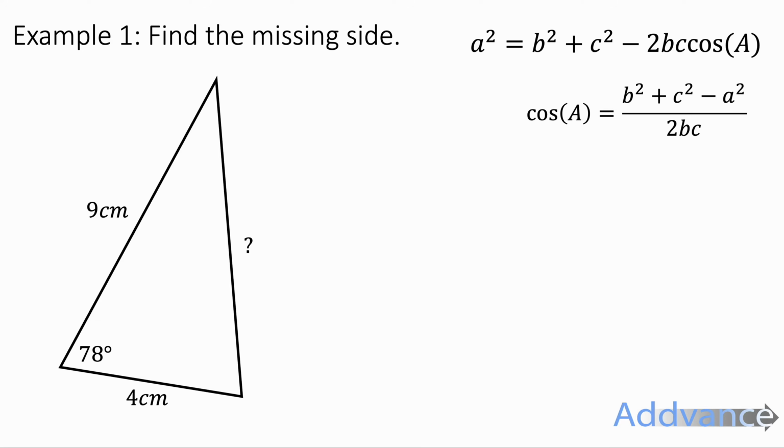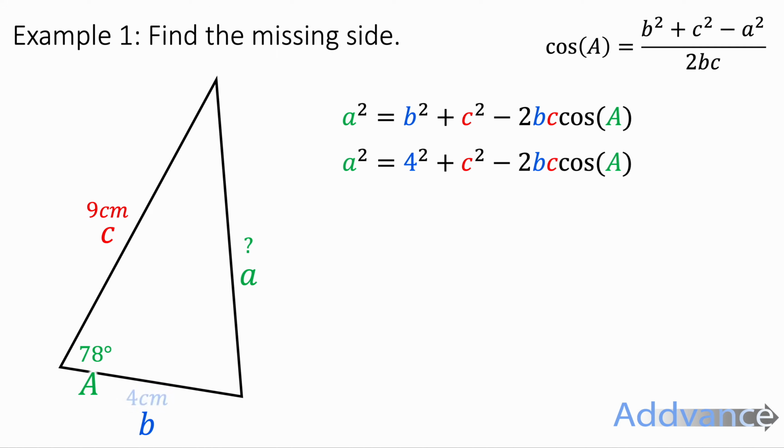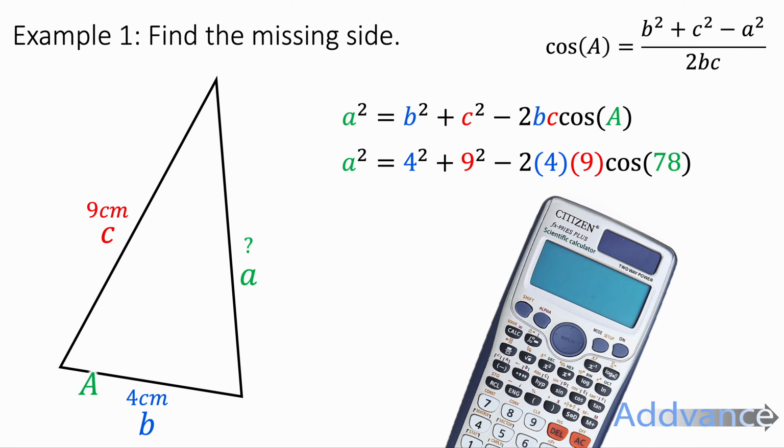Let's look at some examples. So here we're trying to find the missing side. I'm going to choose a version where we're involving sides. So a squared equals b squared plus c squared minus 2bc cos A, and we're going to label the sides a, b and c, where the angle is labelled capital A. So we always label the angle we're given, or the angle we want to find, as capital A. We substitute those numbers in, like this, and we replace all the letters with numbers.